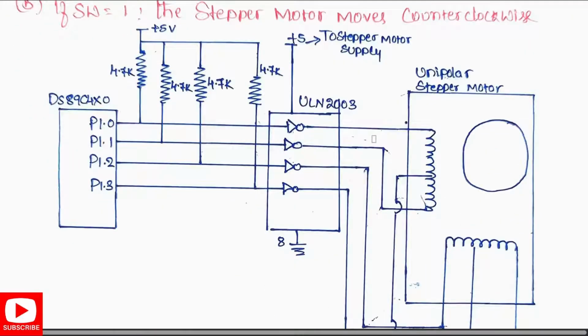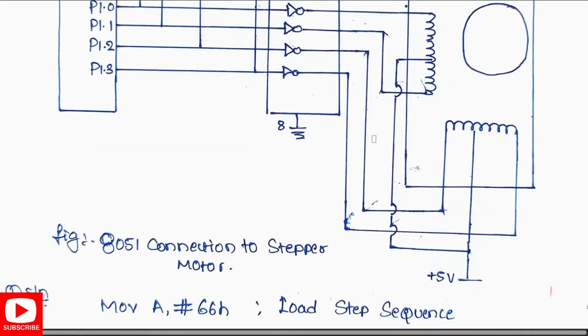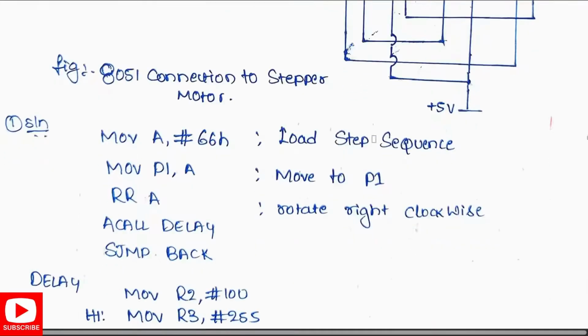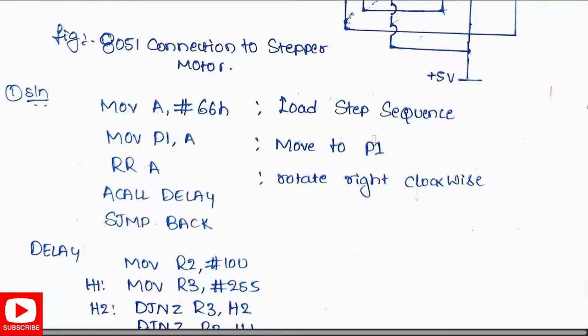You can observe this is our DS89C4X0, and you have a ULN2003 that is connected with a unipolar stepper motor. We have resistors, and you can observe the 8051 connection to the stepper motor. In the program, firstly you have to load the step, that is 66H, into A, and move it to port 1. Then rotate right, that is move it clockwise. Call the delay and go back with a short jump to the back loop.